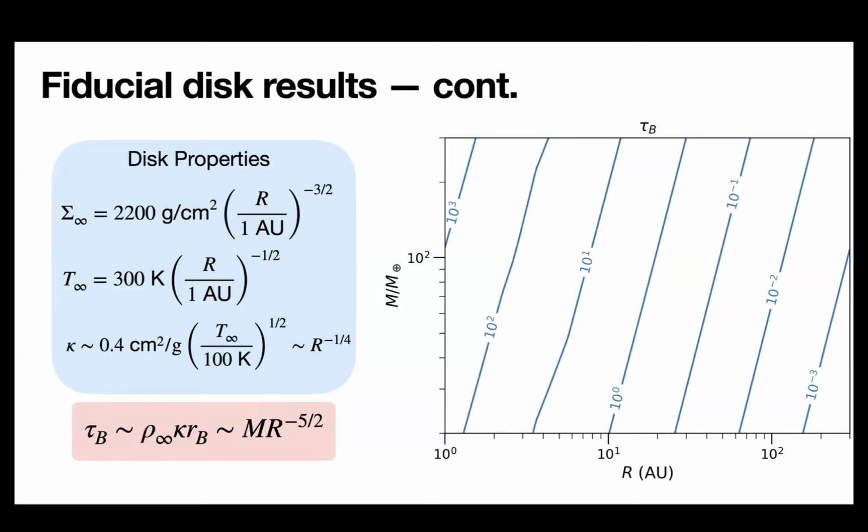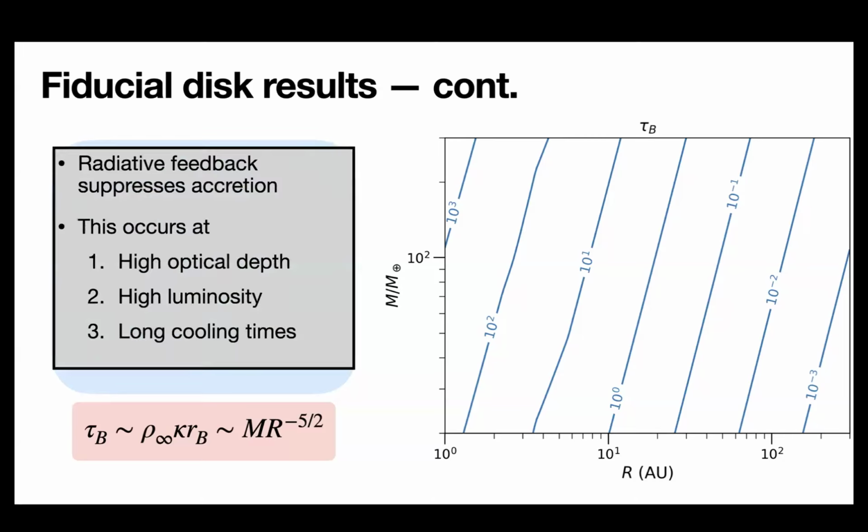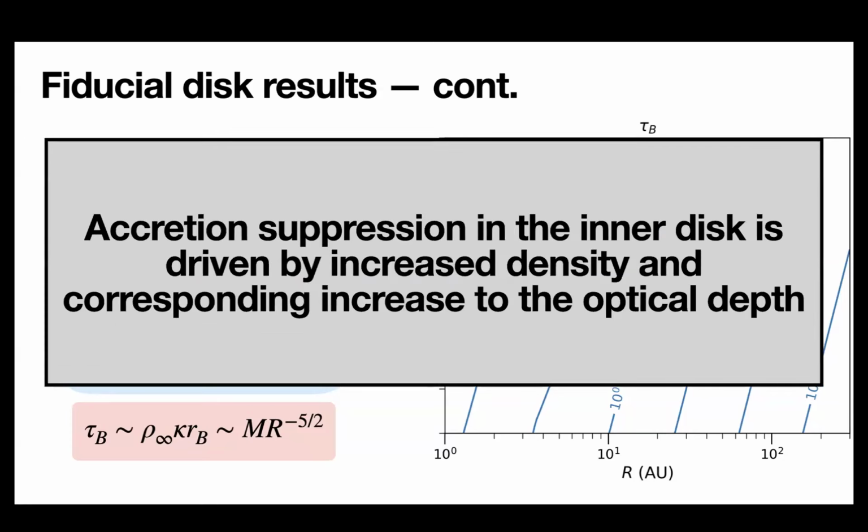this particular disk model. And as I said earlier, radiative feedback suppresses accretion, particularly at high optical depth. And so in the inner disk, where you have some orders of magnitude higher optical depths and higher surface densities in the protoplanetary disk, the planet experiences much greater radiative suppression. And so the takeaway point of our paper 2 is that accretion suppression in the inner disk is driven by increased density and the corresponding increased optical depth there.